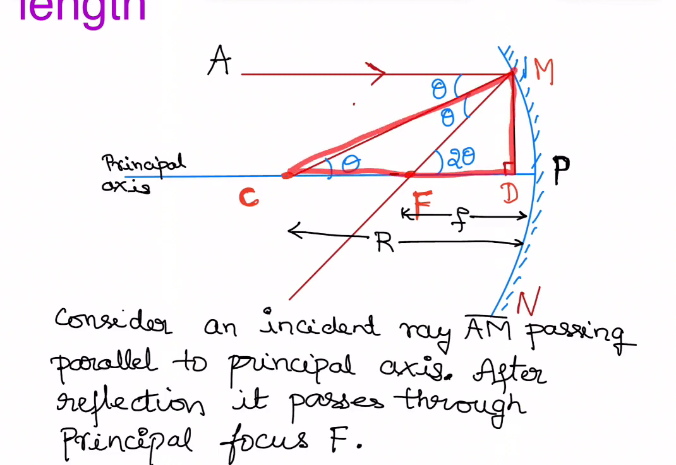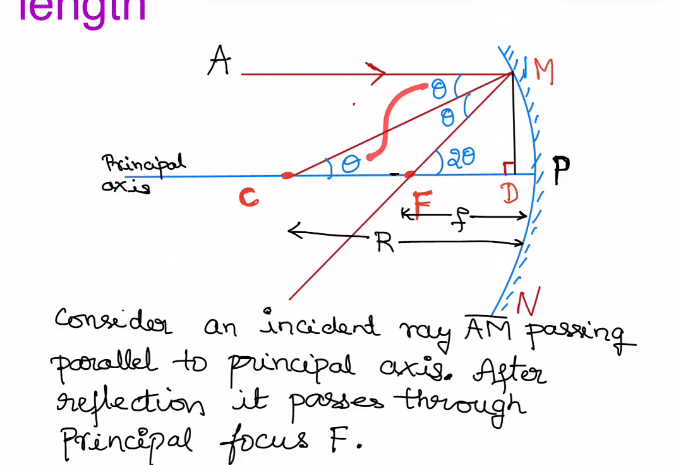For this triangle, you can say that if this is angle theta, this is also angle theta, because these two lines are parallel. As these two lines are parallel, these two angles are equal. If that is theta, this is also theta.